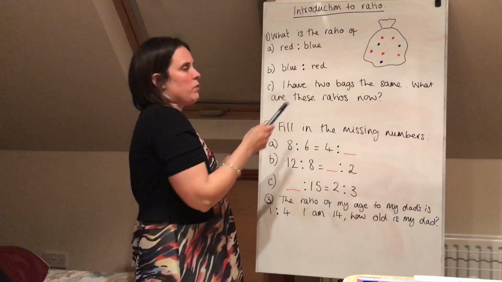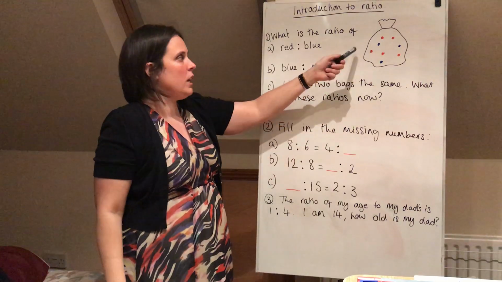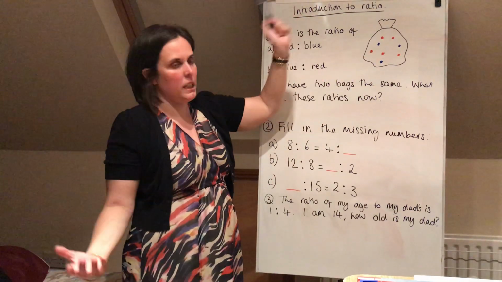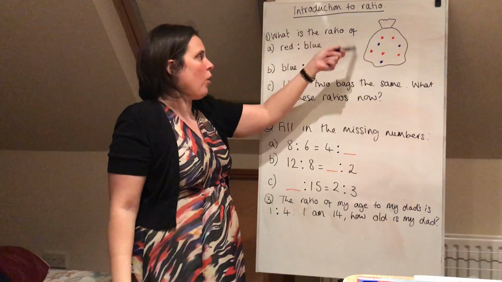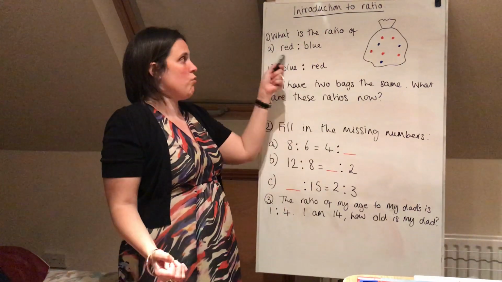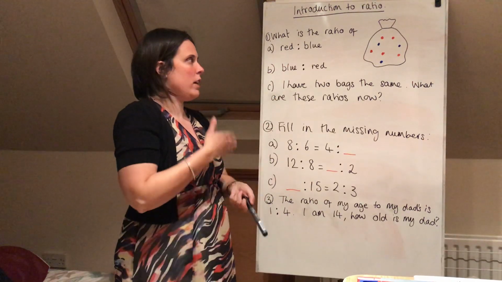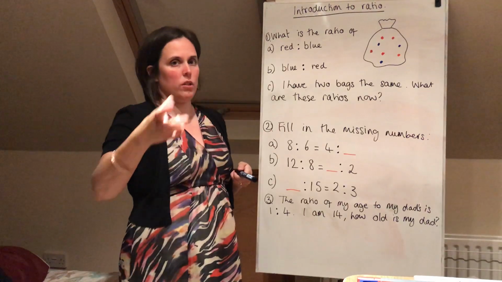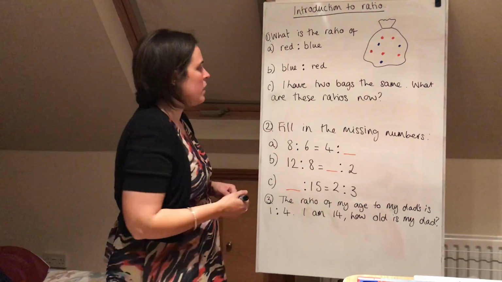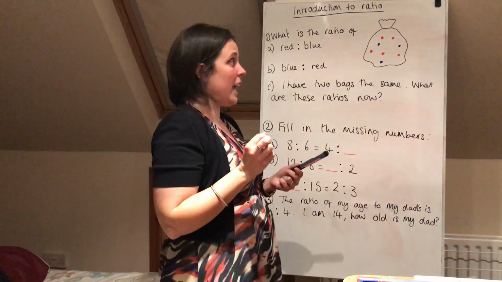If I read this first question out, we've got a bag drawn here with some coloured, we could say they're beads or counters in there. And the question is, what is the ratio of, and we would say, red to blue. In other words, how many red are there, how many blue are there, and we put them next to each other as a relationship. In this instance, all you have to do is just count.